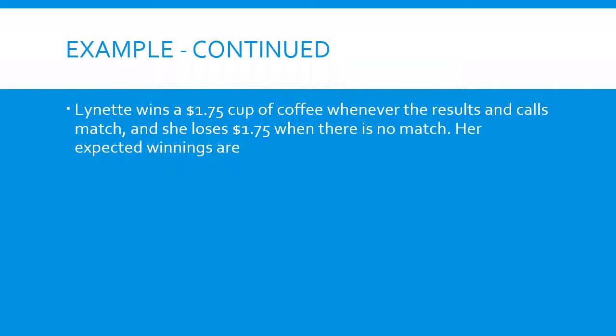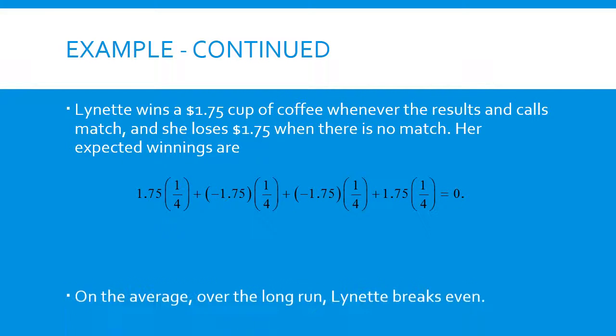So she wins $1.75 whenever the results and the calls match. She loses $1.75 when there's no match. So her expected winnings, well, basically she is expected to break even in the long run, which makes sense if you think about it, because your chance of calling a tossed coin correctly is 1 out of 2. So you would expect her to win half the time and lose half the time over the long run.